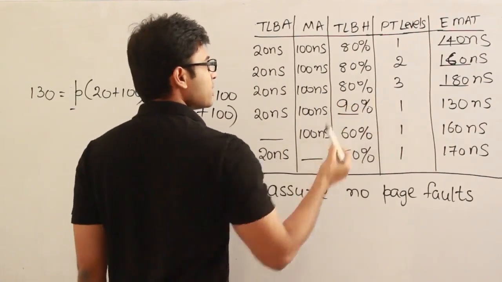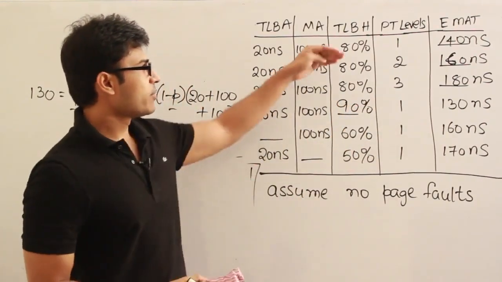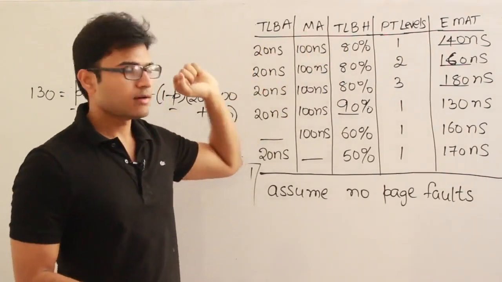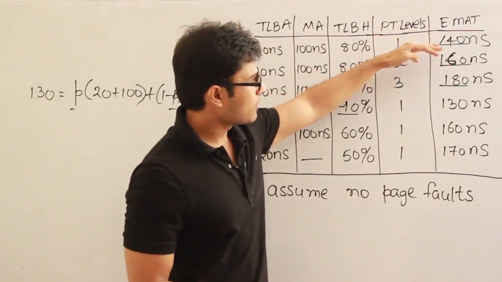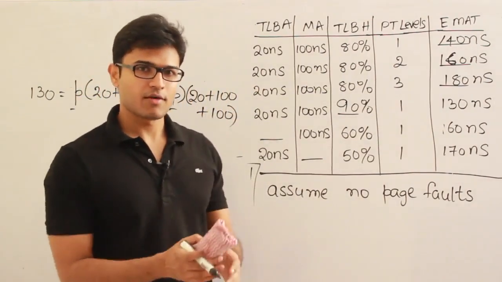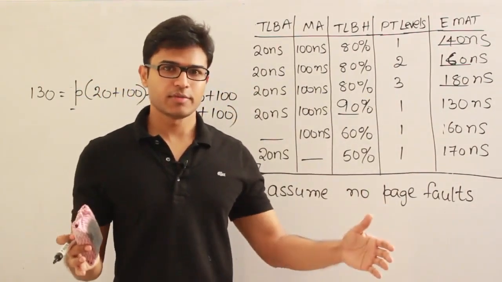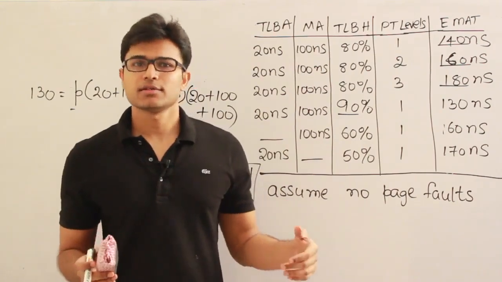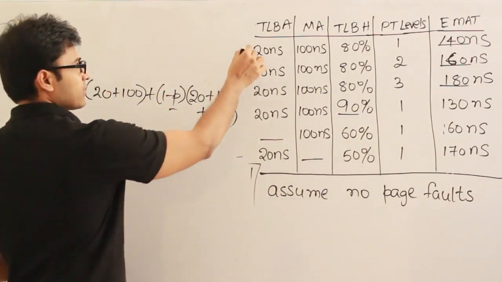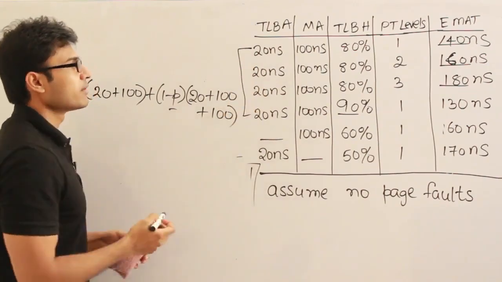Okay, one thing you could observe is, as the number of levels of page table have increased with all the other parameters being the same, you can see that the effective memory access time is going to increase. It is obviously true, isn't it? If I have more levels of page tables, then the effective memory access time has to increase, right? And now compare this one and this one. These two data are almost similar, right?